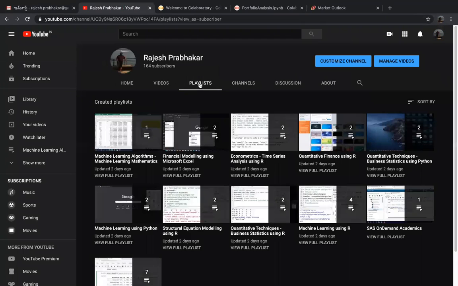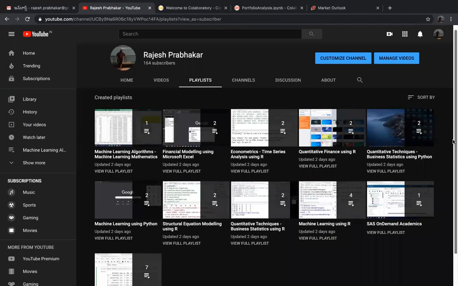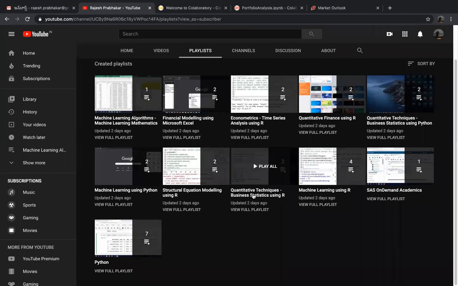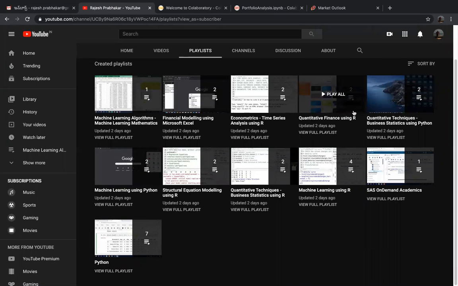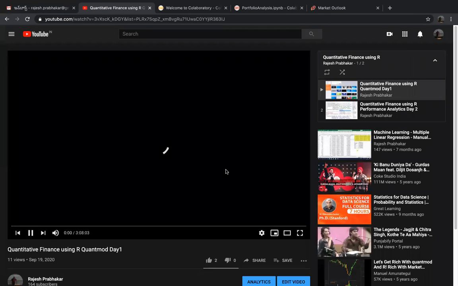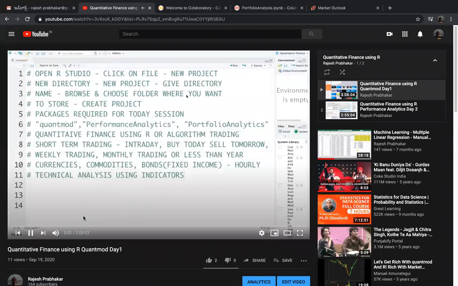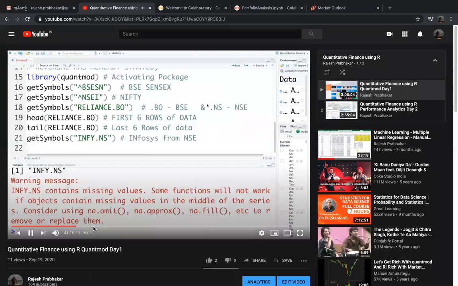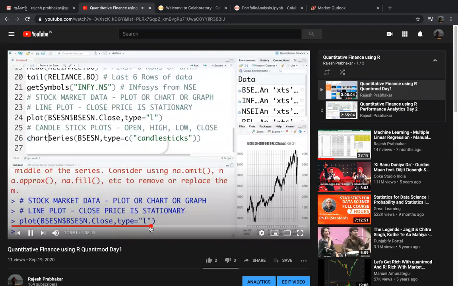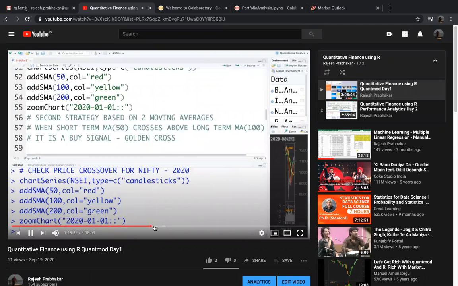So let us say I have these quantitative finance using R videos. I'll just share you the link. Quantitative econometrics, quantitative finance using R. In R, we have a package called Quantmod. In R, it is very easy. Everything is easy in R.